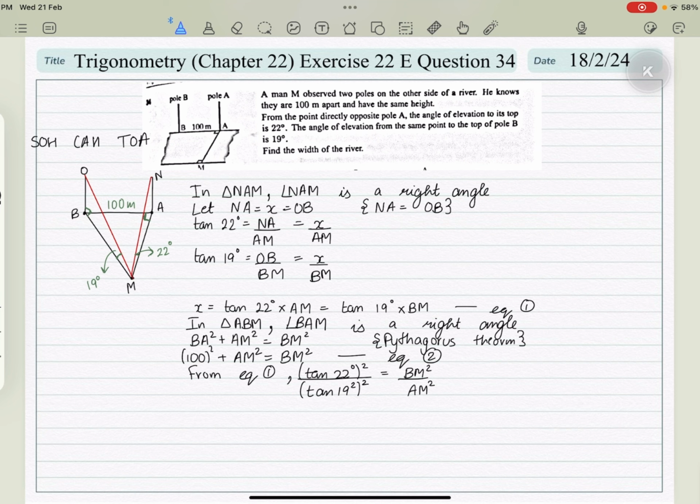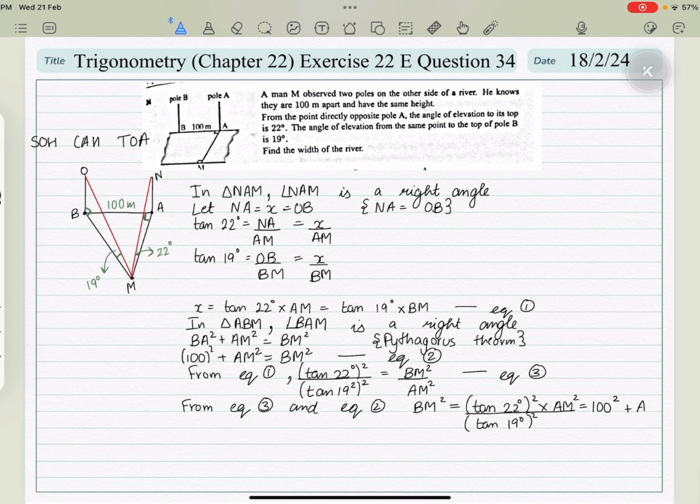We can name this equation 3. From equation 3 and equation 2: from equation 3, BM square is equal to tan 22 degrees whole square upon tan 19 degrees whole square into AM square, and from equation 2, BM square is equal to 100 square plus AM square.